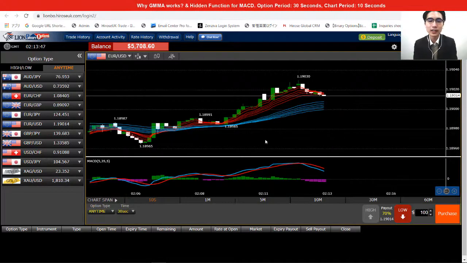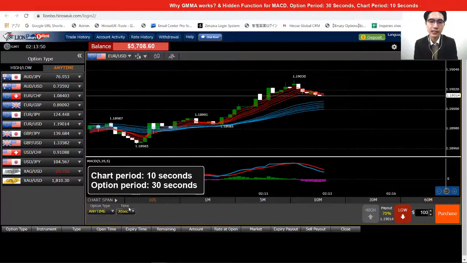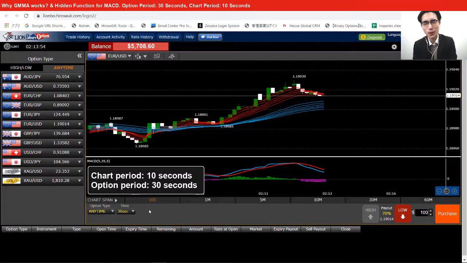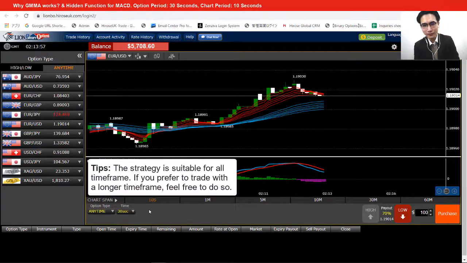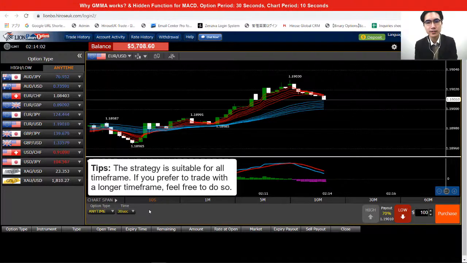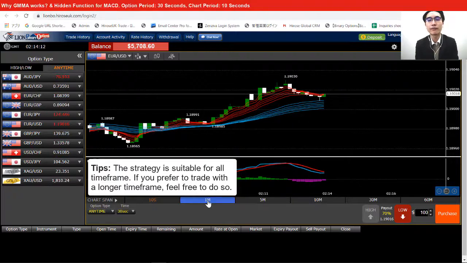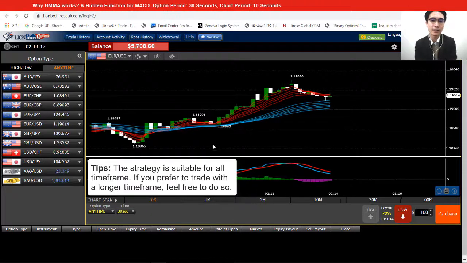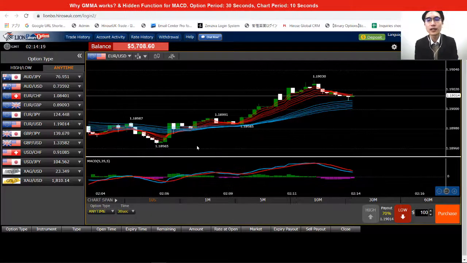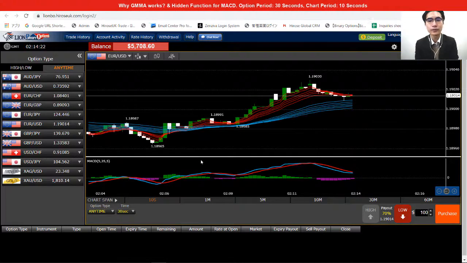For today, I will be using a 10 seconds chart to trade with a 30 seconds option. It's quite flexible because the strategy itself is suitable for all time frames. If you prefer to trade with a longer time frame, you can change the chart period to 1 minute, then you can trade with a 3 minutes option. As long as the option period is longer than the chart period, you're all fine. Now we're all set, and we are good to go.